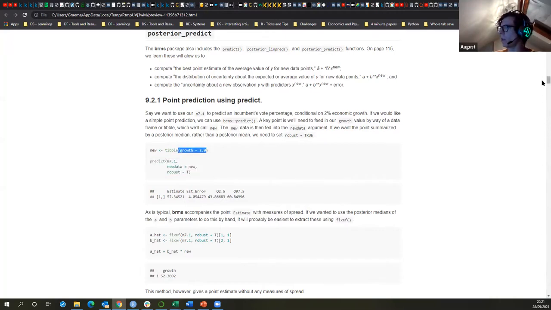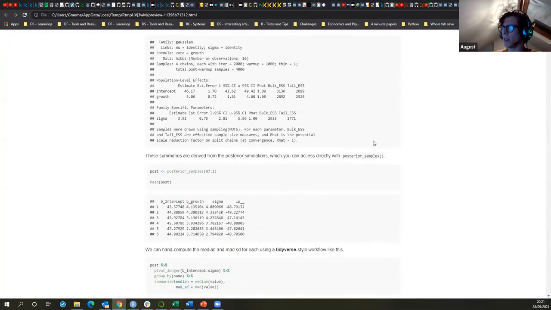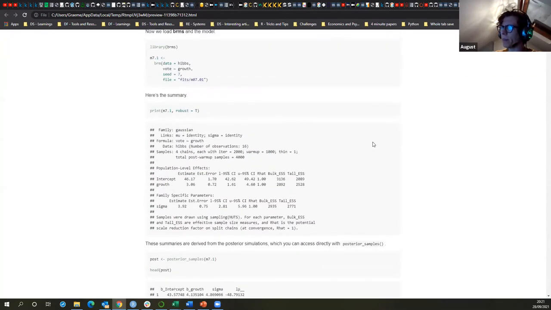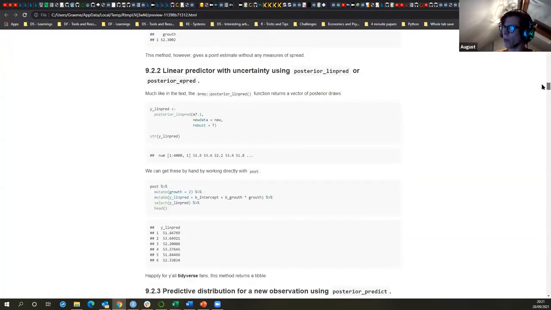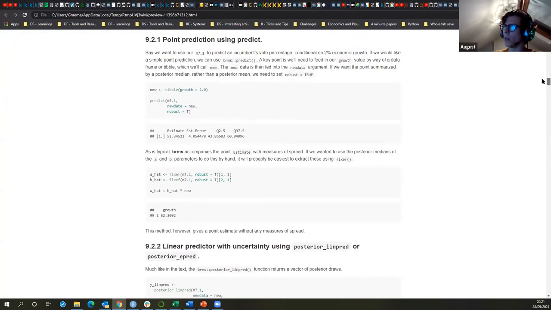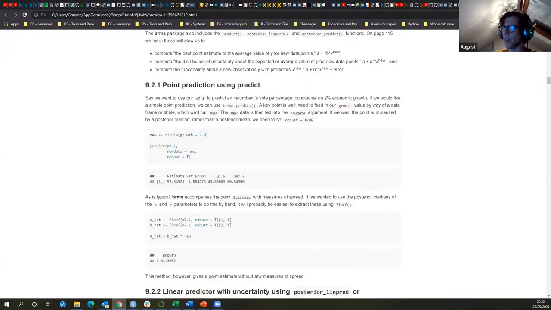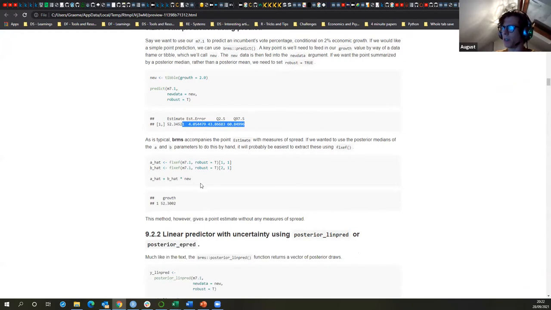If we go back up to the top quickly, you've got vote and growth, and those are your two variables. We're predicting vote. So if we give it just one value of growth, what's our predicted vote share? That's what we get here, with its error and the quartiles. That's what it gives us.